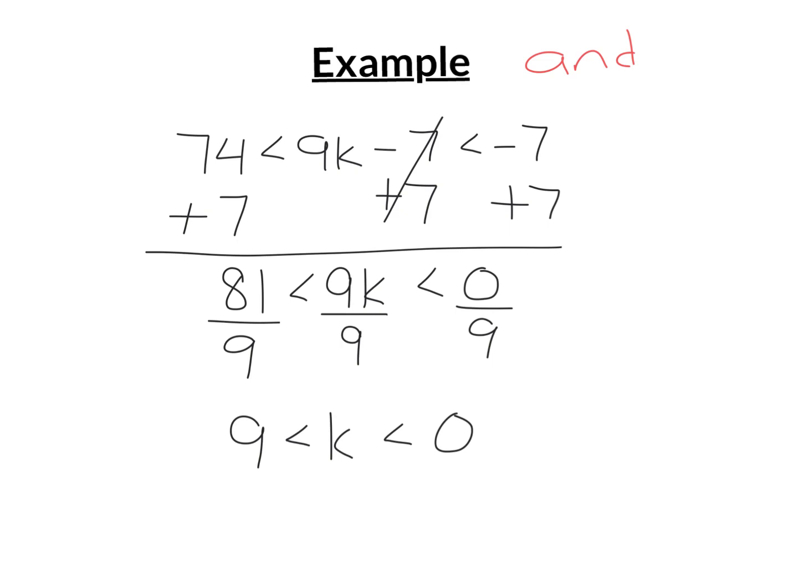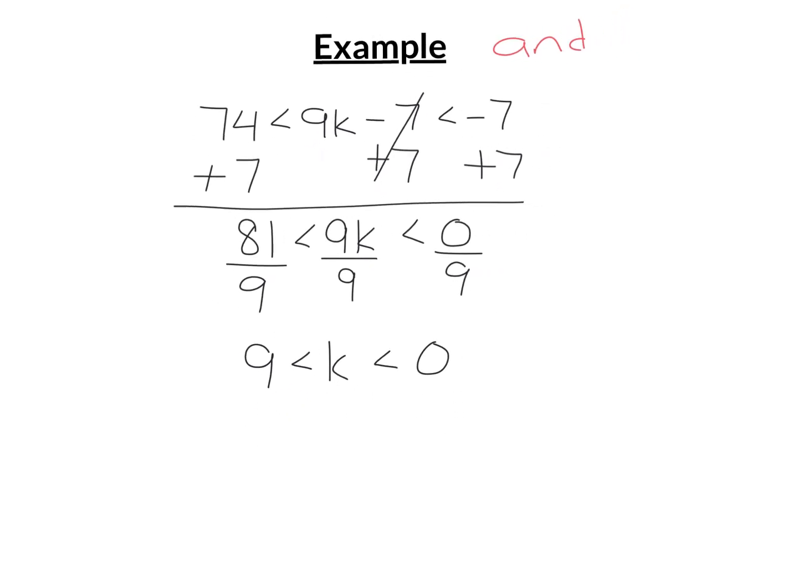Looking at that, 9 is less than k, which is less than 0. Does that theoretically make sense? Why not? Because 9 is not less than 0. So before we try and graph, what do you think this is going to be? No solution or all real numbers? Right, because it doesn't make any sense. Okay, so let's try and split this up. So if I flipped it, we have k is greater than 9, and we have k is less than 0.